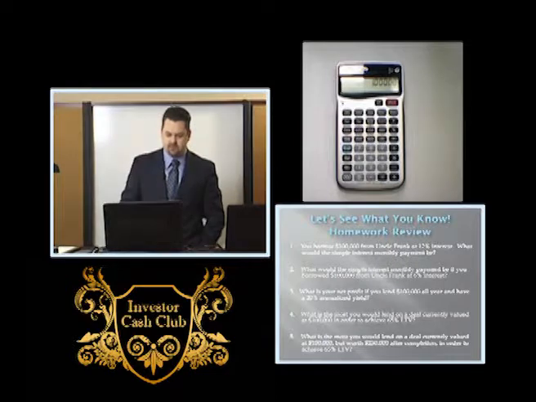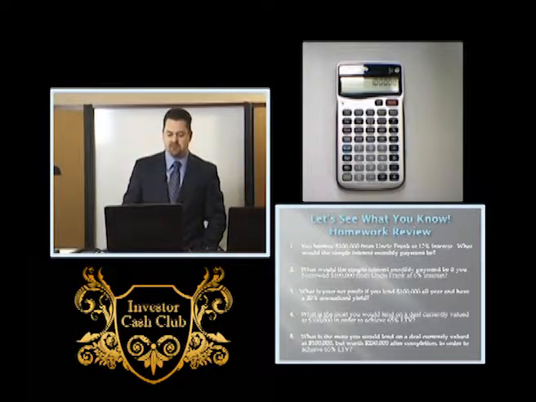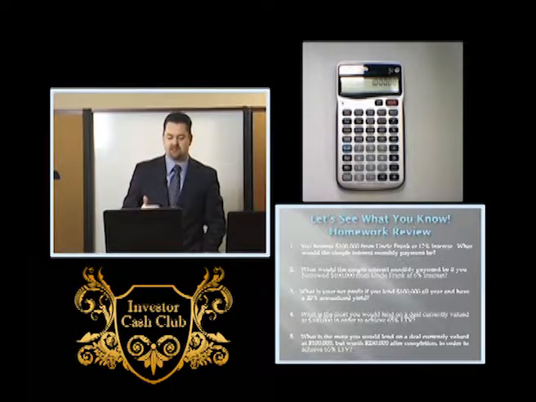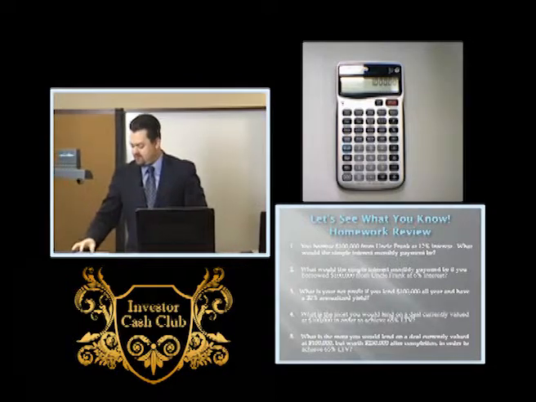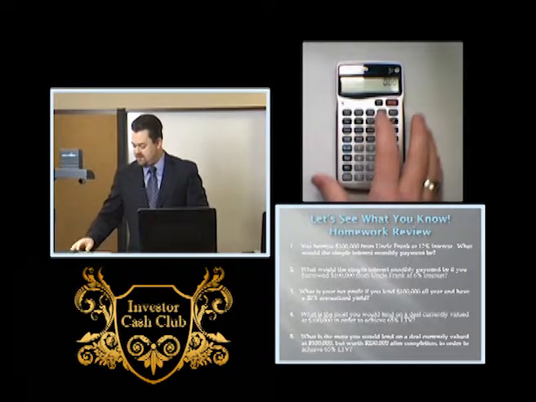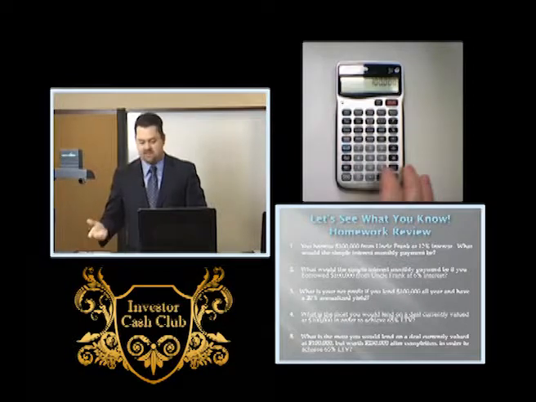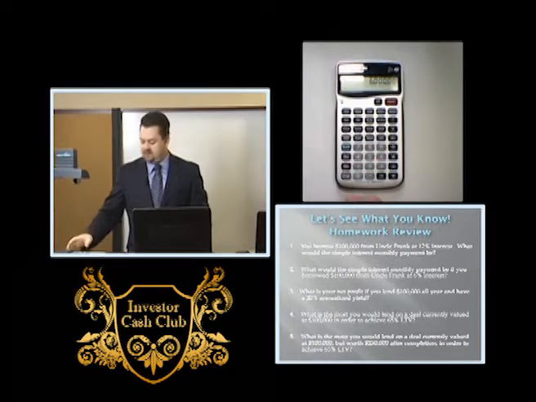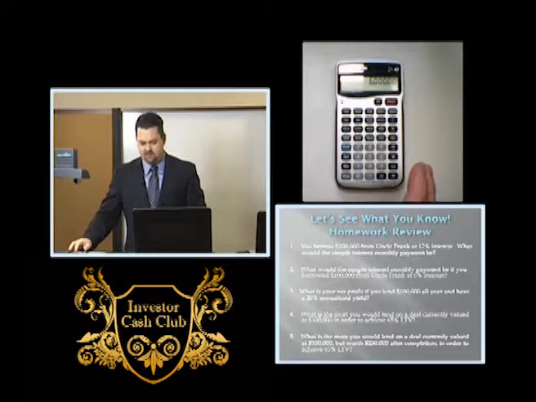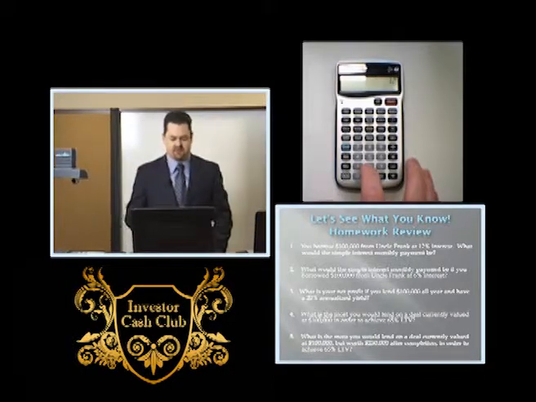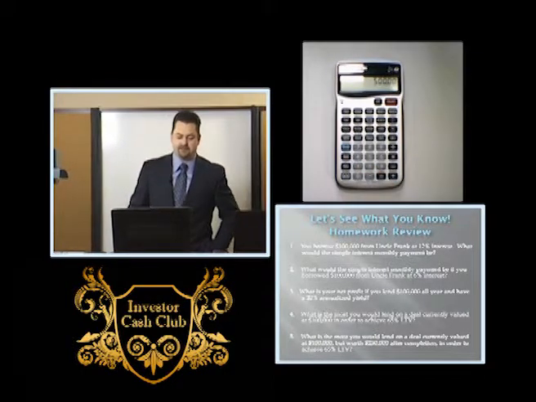Question number 2. What would the simple interest payment be if you borrowed $100,000 from Uncle Frank at 6% interest? Again, another very simple calculation. We merely take $100,000 at 6%. The question is, what is the monthly payment? So we divide it by 12, and that gives us, of course, $500 per month.